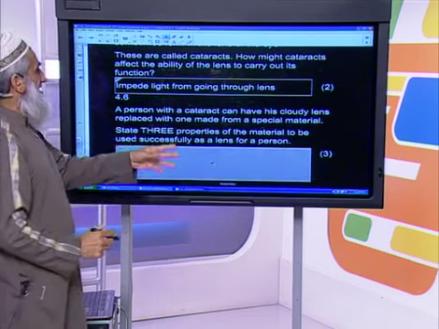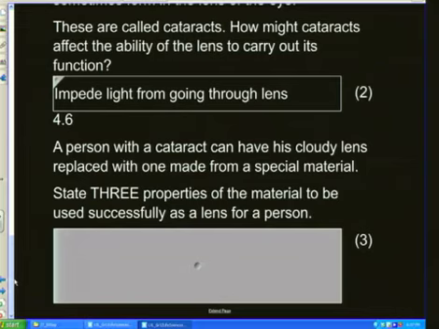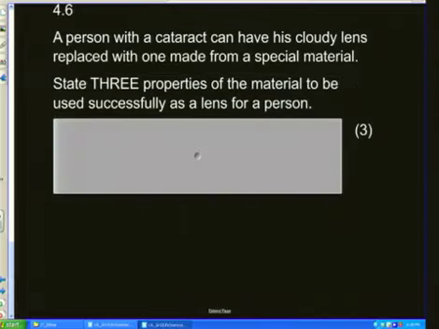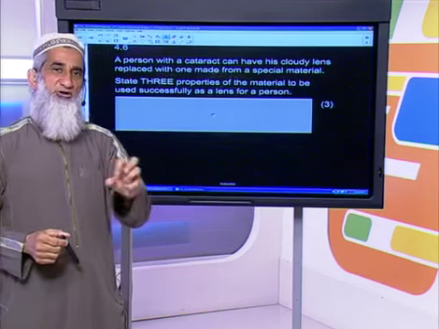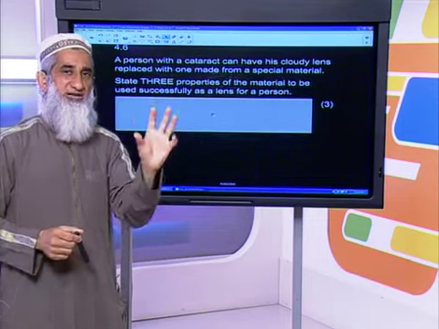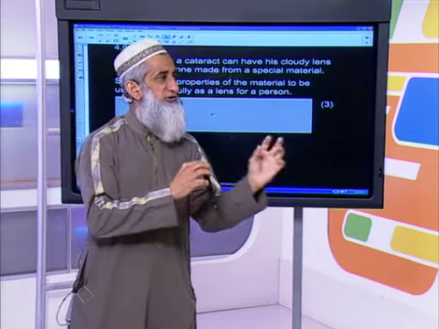A person with a cataract can have his cloudy lens replaced with one made from a special material. Now, this one here, I should have put as a challenge question actually. State 3 properties of the material to be used successfully as a lens for a person. In other words, if we're making a new lens, what must we consider to make this suitable as a lens? You need to think about the lens and what it does and what we'll need in this other thing that we are making. What do you think it must have?